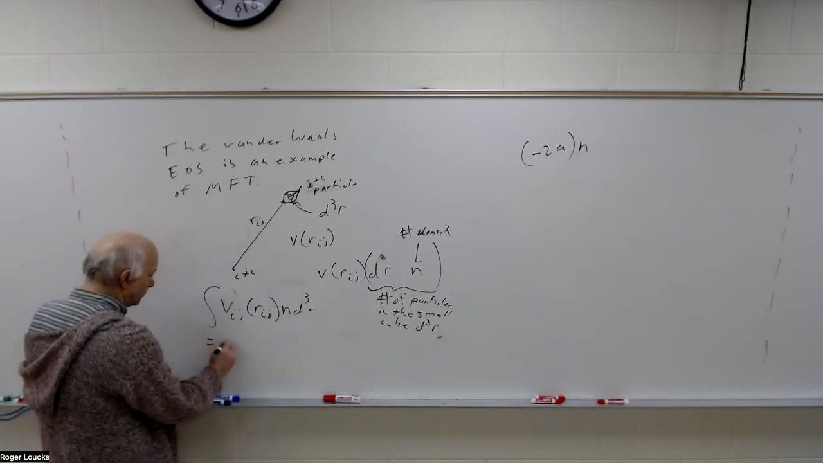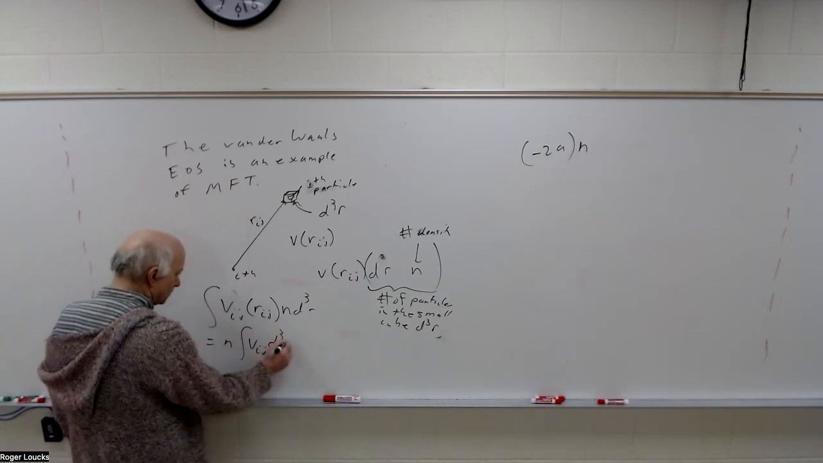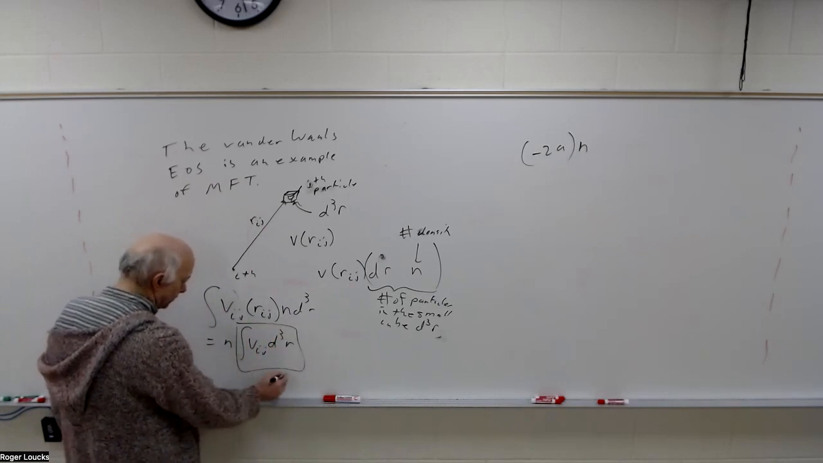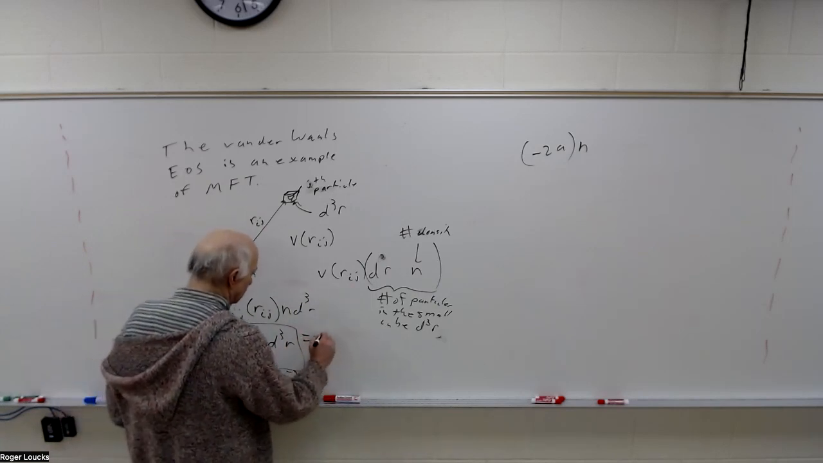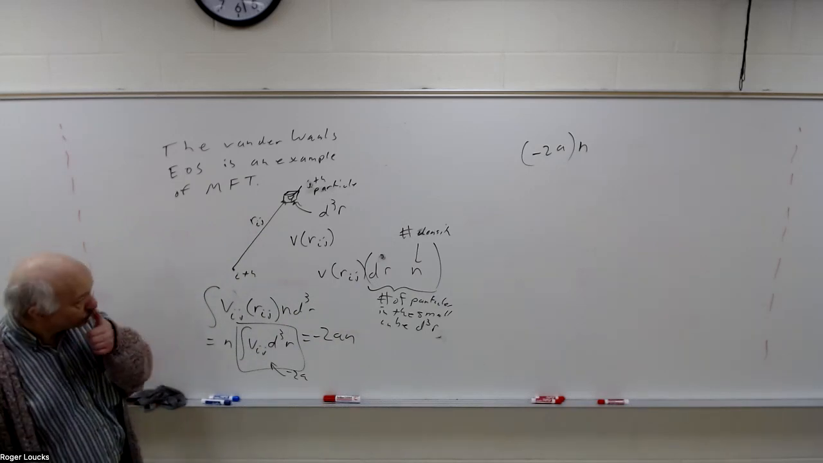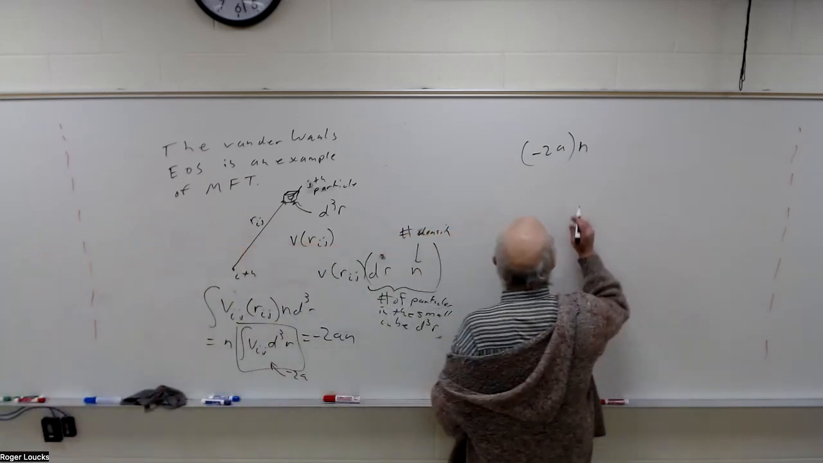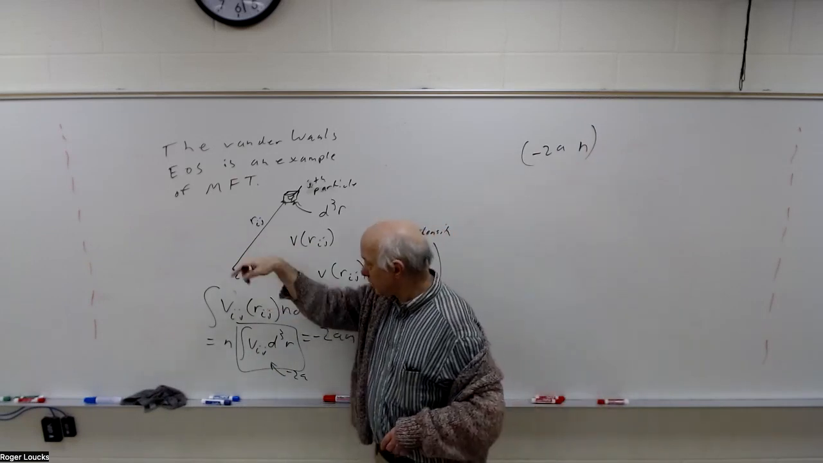And pull this n out. And this whole region here is what I'm calling minus 2a. So this gives us the minus 2a. Does that make sense? And this is for, I'll put this over here. So this is just for the ith particle and all the other regions.